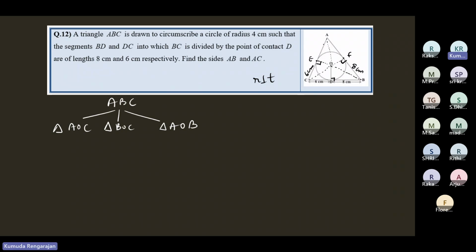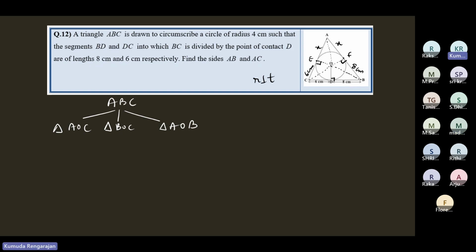Now, class, since we do not know AE and AF, we'll call that X. Because we know that AE is equal to AF, but we do not know the length of AE or AF. So let it be X centimeters each, or any variable, A, B, C, D, whatever variable.